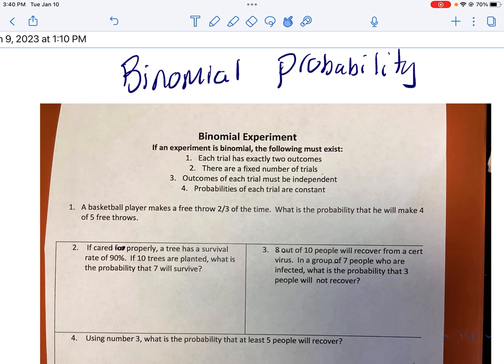Today we're going to take a look at binomial probability. So here's some criteria for binomial probability. Each trial has two outcomes, fixed number of trials, outcomes are independent, and probabilities are consistent.